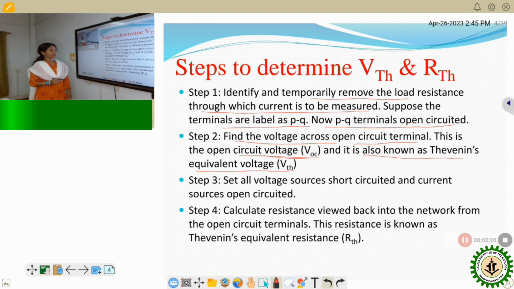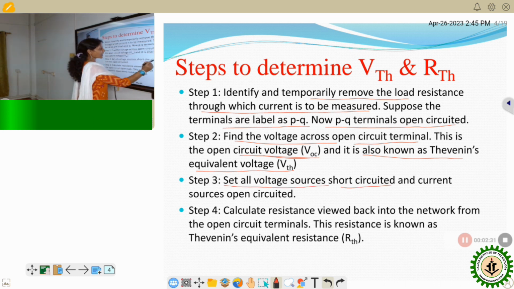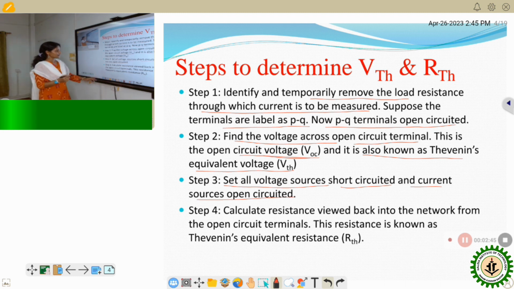Then step 3, after calculating VTH or VOC, calculate RTH. Before calculating RTH, set all voltage sources short circuited and current sources open circuited. And why voltage sources are short circuited and current sources open circuited, I have already discussed that point in my previous lecture. Then step 4, calculate the resistance viewed back into the network from the open circuit terminals, and this resistance is known as the Thevenin's equivalent resistance, that is RTH.